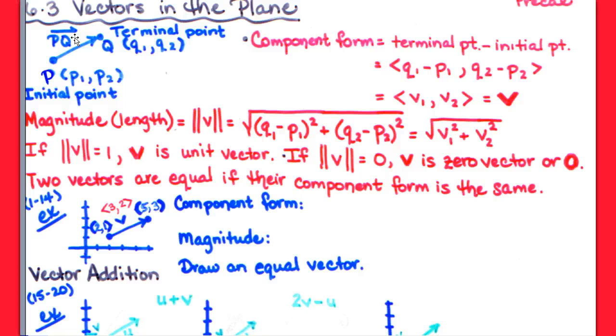So to put this in component form, I could go through and say, okay, Q1 minus P1 and Q2 minus P2. So that's what we've got over here. Q1 minus P1, Q2 minus P2. That is our component form for that vector.